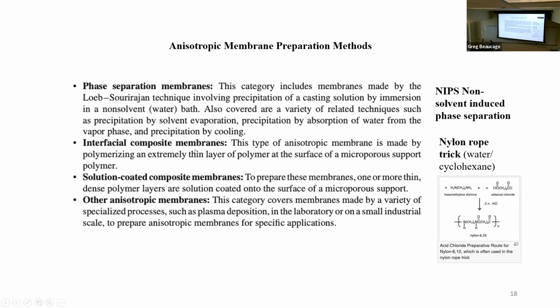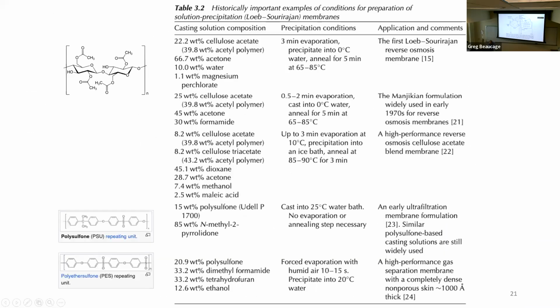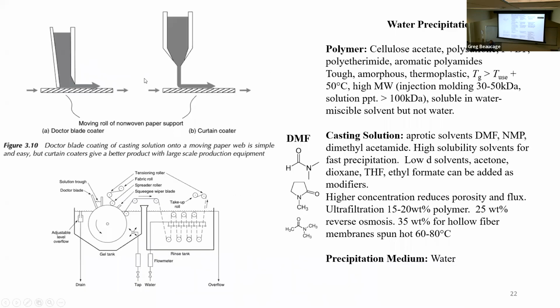The polymerization, that's the paper last week, the polyamide rope trick thing, interfacial rope trick. So, what else is in here? This is just showing all the possible ways to do this solvent-induced phase separation. Not sure how important this is, but basically there's a history of how to do this process. What else is in here?